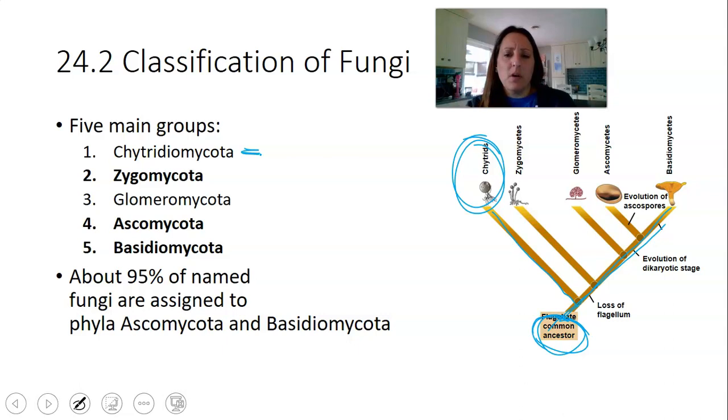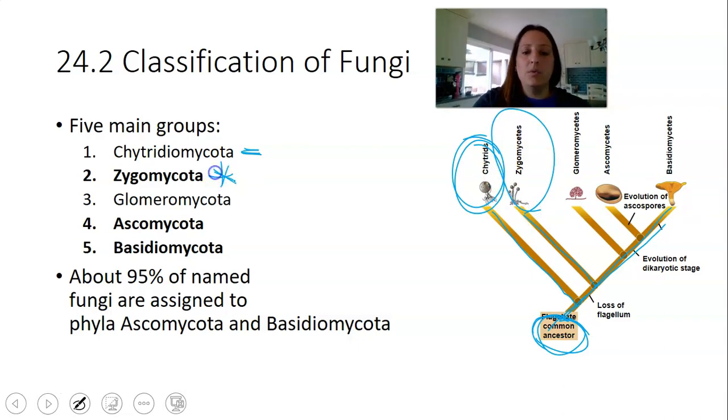Your textbook does go into those, but I'm going to focus on the most abundant fungi on the planet and also the ones that we talk about in lab. We do not do the chytrids in lab, so I'm going to skip that. Okay. The next group to evolve would be here, the zygomycetes or the Zygomycota. We will be looking at those in both lecture and lab.